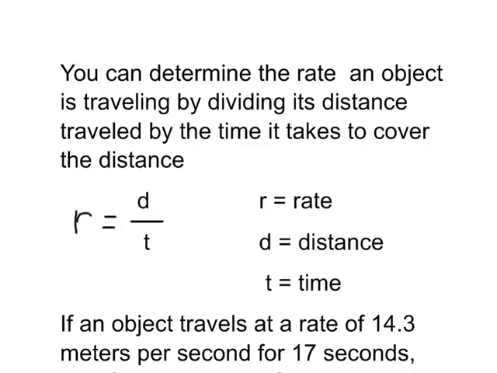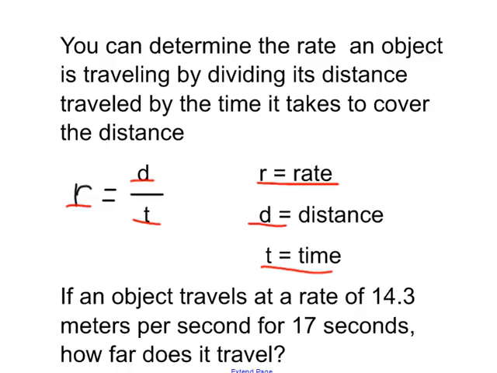All right, you can determine the rate an object is traveling by dividing its distance traveled by the time it takes to cover the distance. So rate or speed is equal to distance divided by time. Speed, distance, and time. If an object travels at the rate of 14.3 meters per second for 17 seconds, how far does it travel?